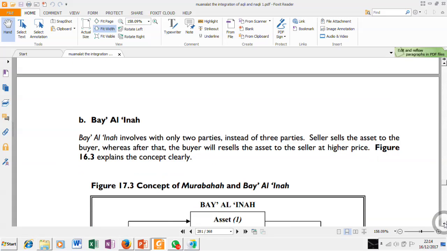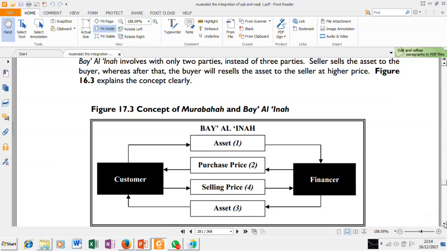Now let's look at the next one, which is Bai al-Inah. Bai al-Inah involves only two parties instead of three. The seller sells the asset to the buyer, and after that the buyer will resell the asset to the seller at a higher price.